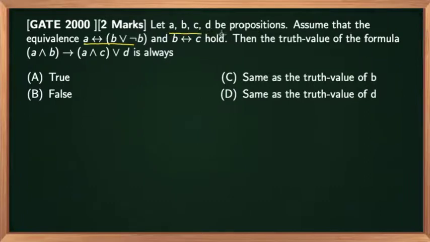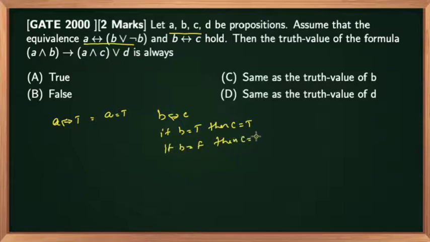Let A, B, C, D be propositions. Assume that the equivalences A is equivalent to B or not B, and B implies C hold. That means A is equivalent to true, that means the value of A should be true. Here I have B implies C, that means if B is true, then C should be true, right? Or I can say if C is false, then B is false. Okay, so if B implies C holds, the only possible truth assignments for B and C are true, true, and false, false.